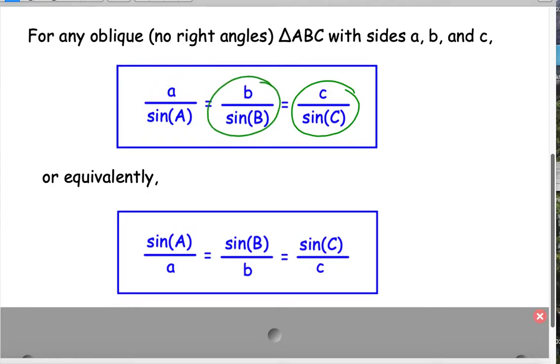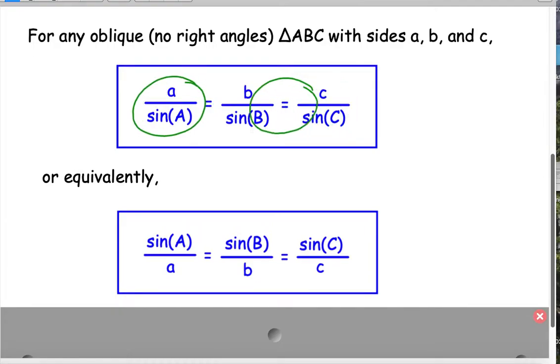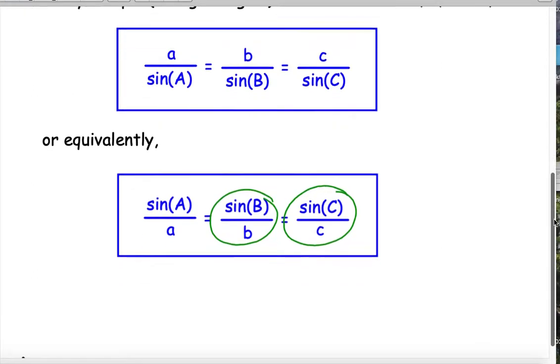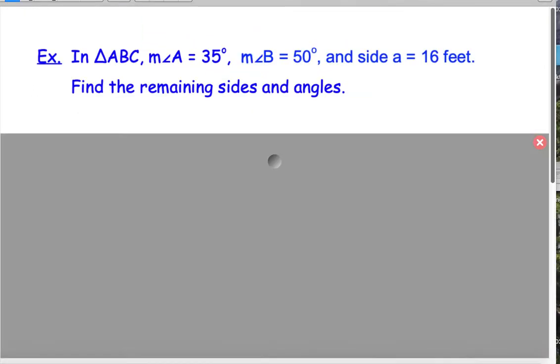Or maybe we know the sine of B and the sine of C and side c, but we don't know side b. Then we would use those two. So we're going to work through some examples, and you'll see which two we want to use. Depends on what's given to us in the problem. All right, so let's look at some examples.